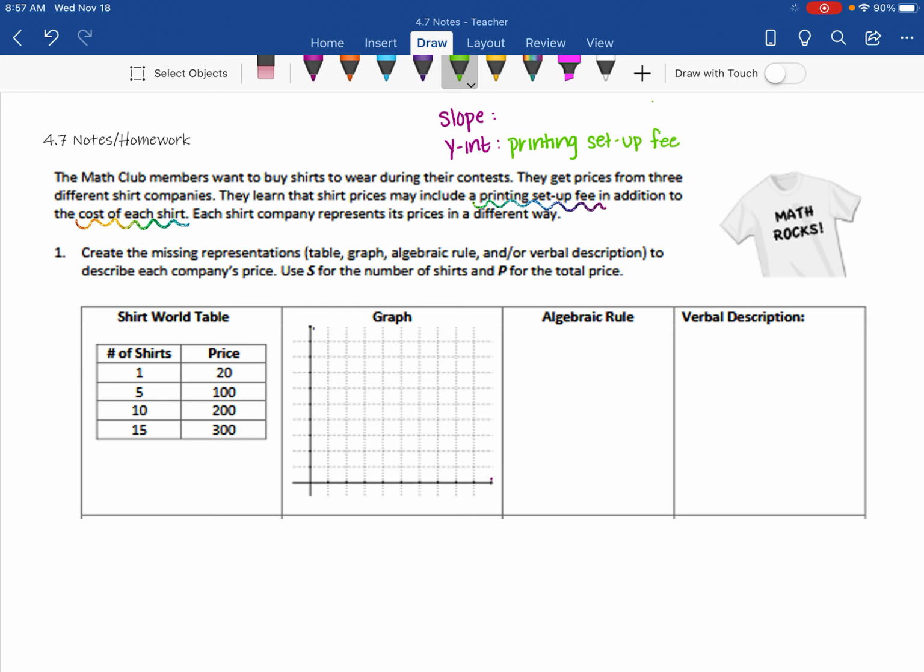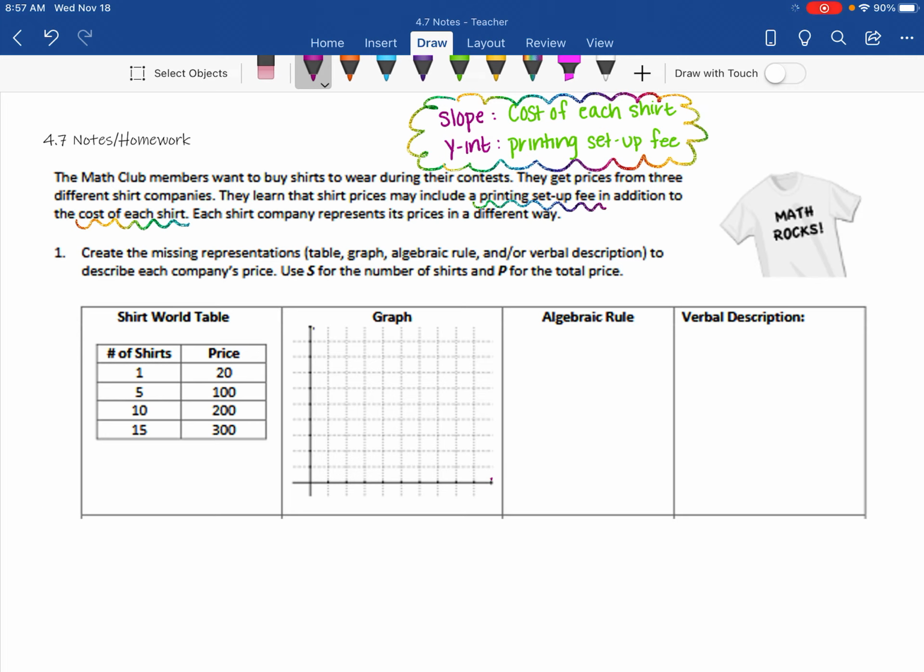Okay, and then if we look at the cost of each shirt, each is one of those slope words. So the slope is going to represent the cost of each shirt. Okay, and that's going to be important as we work with the verbal description. So I'm going to bubble this in so that we don't forget that it's up there because we're going to need to go back and look at it.